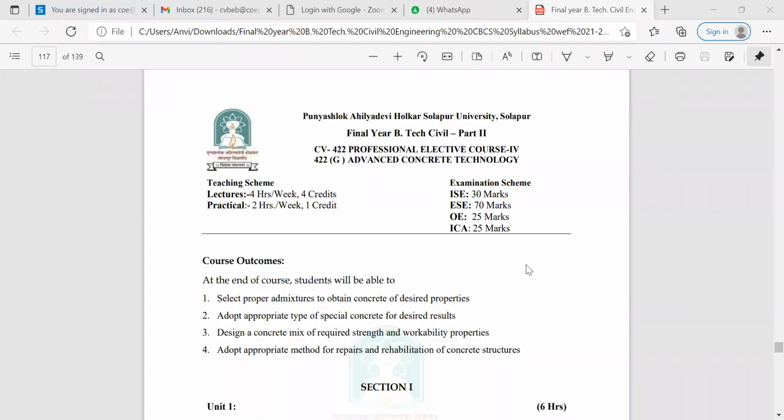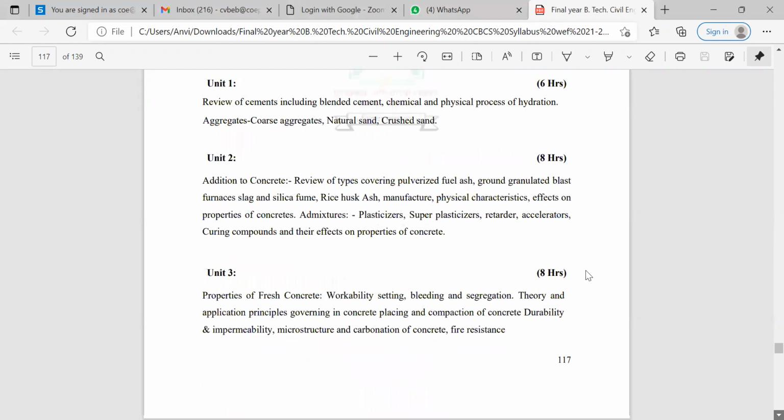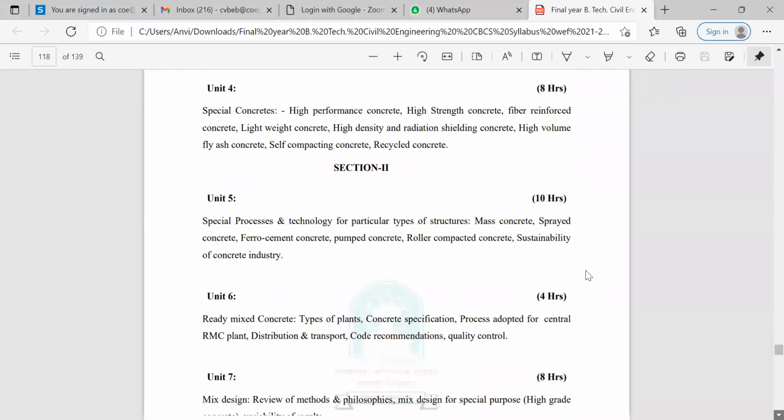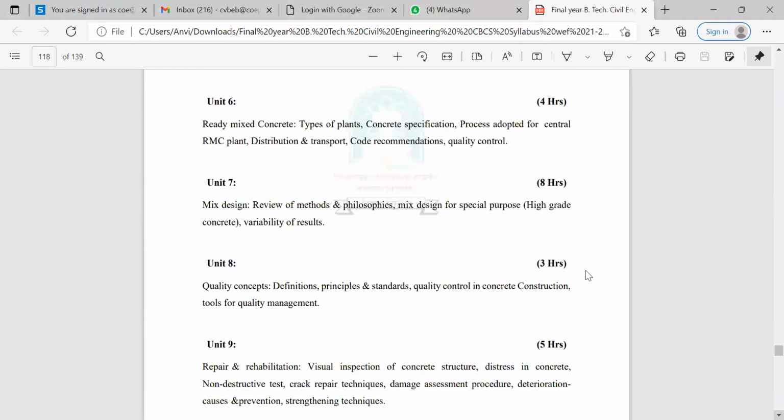Okay, so in the last lecture, we started the actual syllabus of this Advanced Concrete Technology, and some of the part of the syllabus we have covered. So I think we have covered up to unit number 5. Now unit number 6 of this Advanced Concrete Technology subject is ready mix concrete.